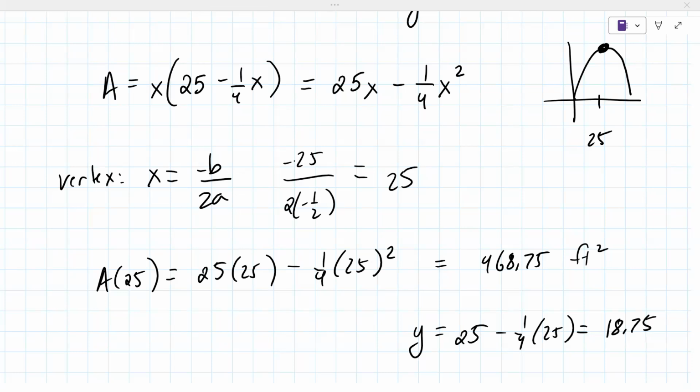Graph the following, domain and range, position. Do you want us to start with A, or do you have certain ones you want us to do? Let's go ahead and start off with A.